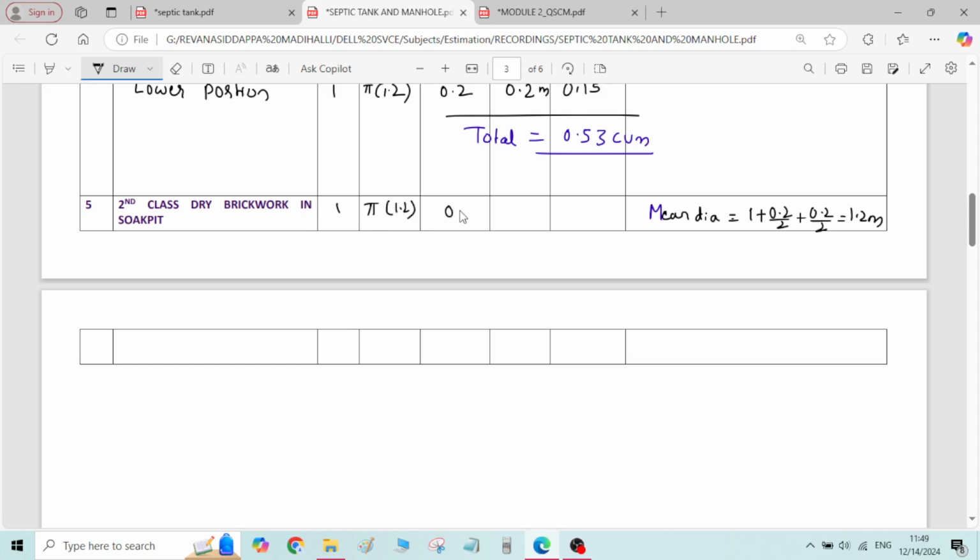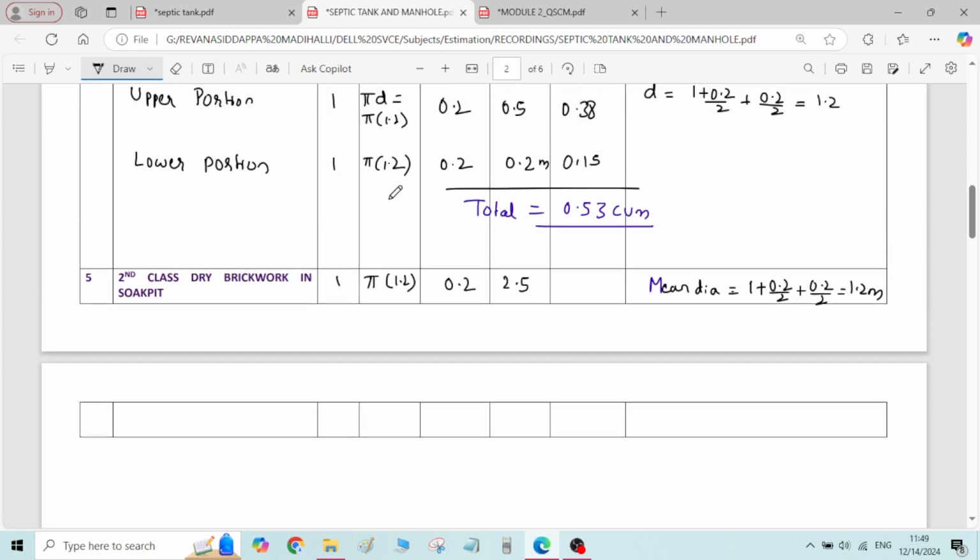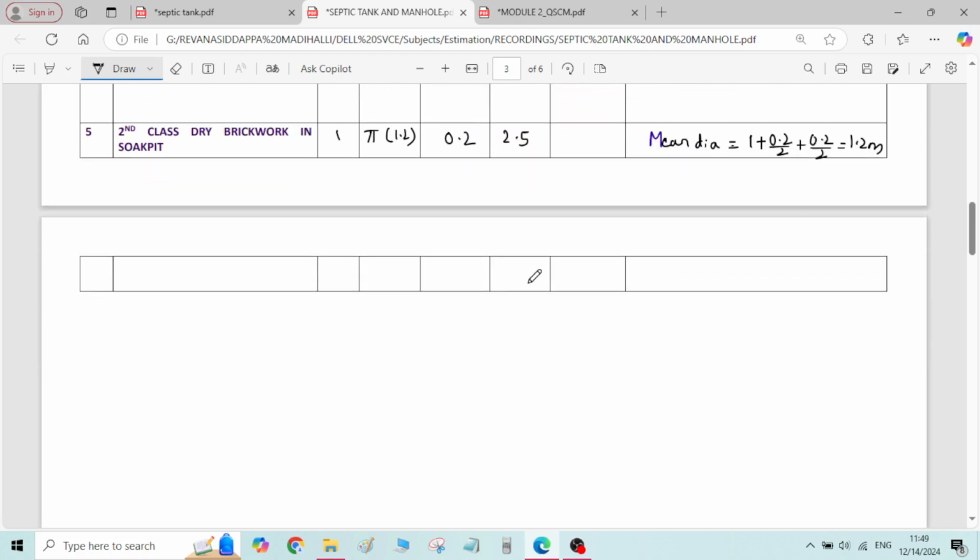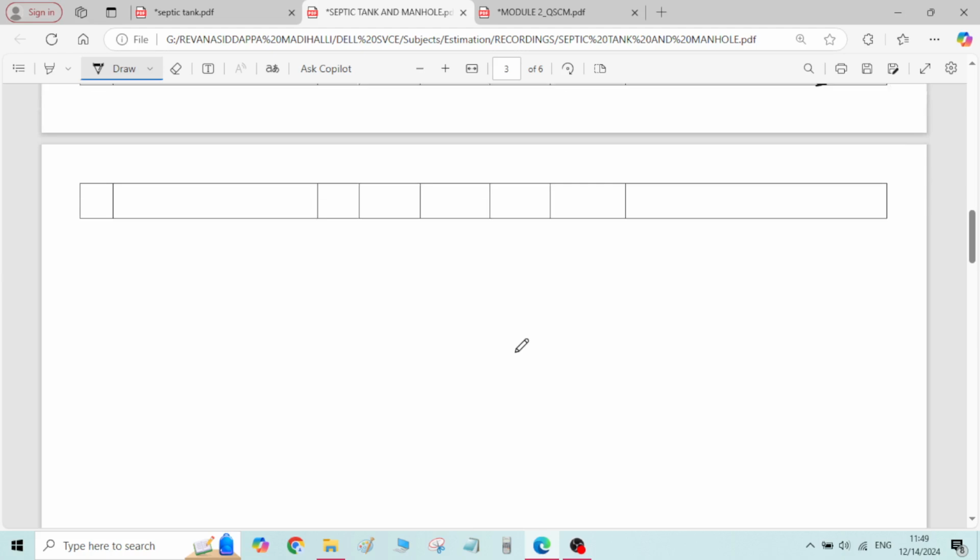Then thickness is 0.2 meter only, and height is 2.5 meter. Sorry, not centimeter, 2.5 meter. See, perimeter and thickness are the same as above, correct? Only the height changes. Total quantity is 1.88 cubic meter. You will get the answer as 1.88 cubic meter.